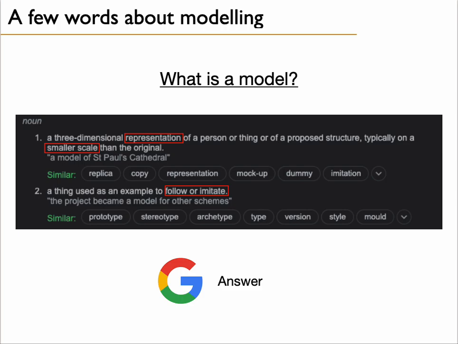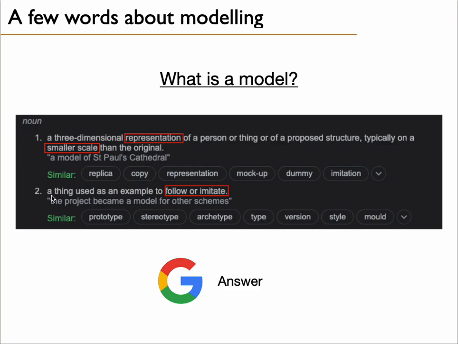So, as usual, if you want an answer, you can ask Google, for example. And here are some important notions. The first result is that a model is a three-dimensional representation of a person or a thing or of a proposed structure, typically on a smaller scale than the original. A second definition is a thing used as an example to follow or imitate.